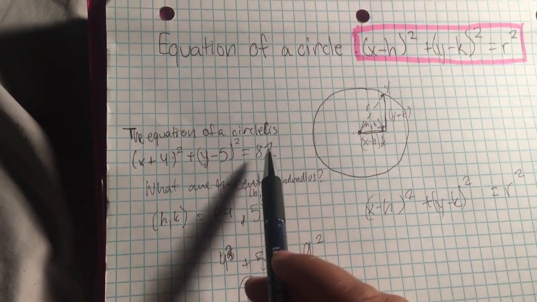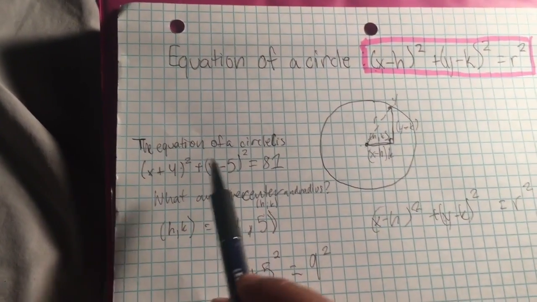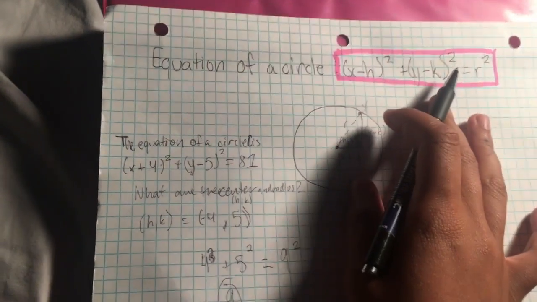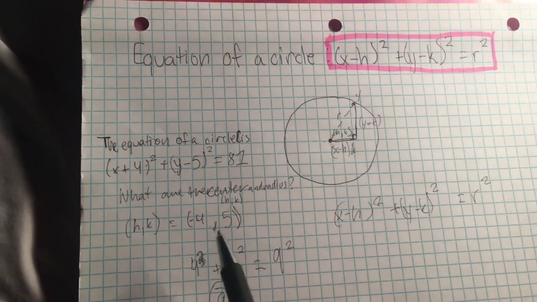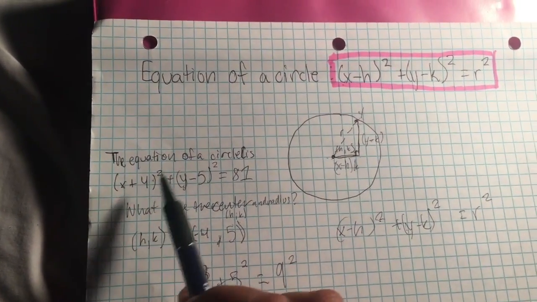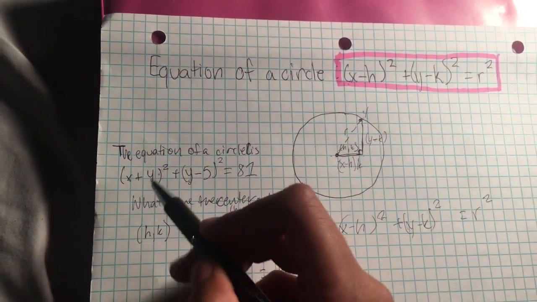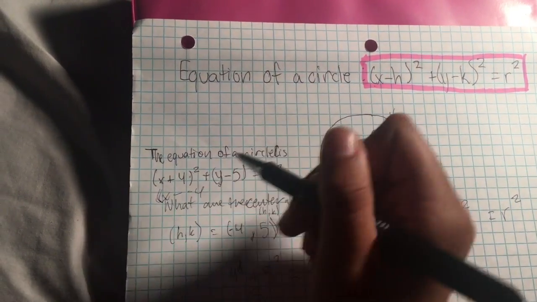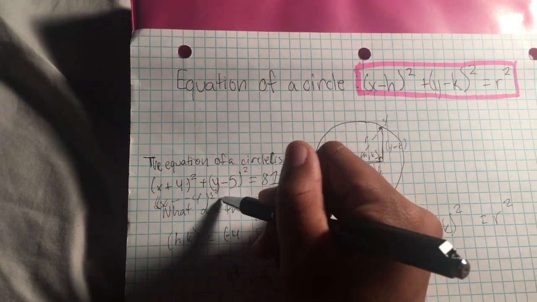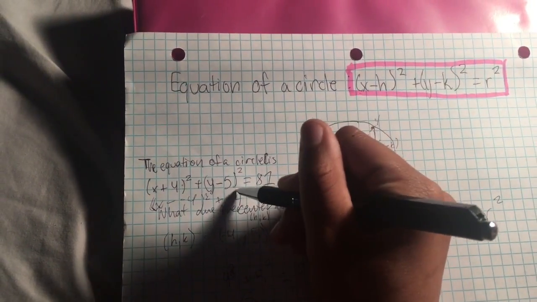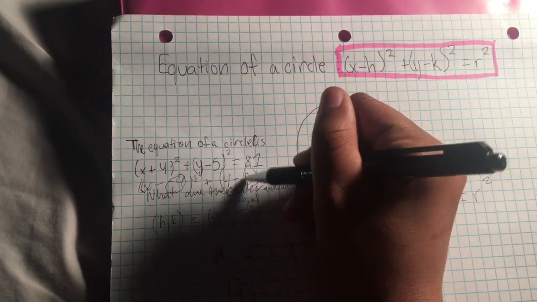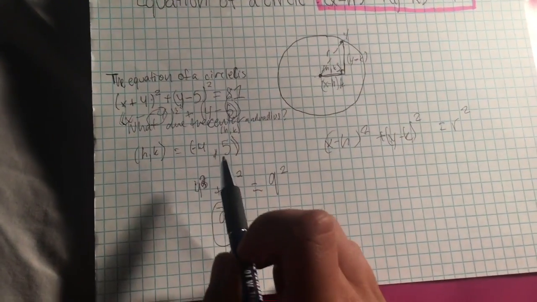The equation of a circle C is (x + 4)² + (y − 5)² = 81. So what is the center and the radius? We know that h, k is (−4, 5), because it's a negative h up here, so it'd be like writing x minus negative 4, squared, plus y minus 5. So our h value is negative 4 and our k value is 5.